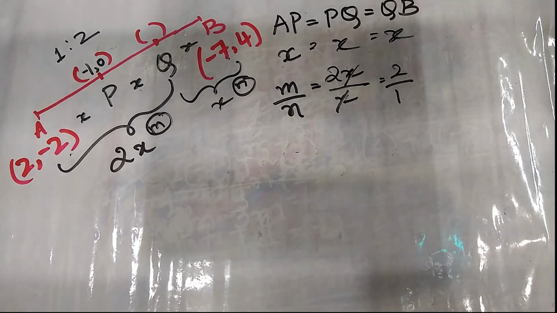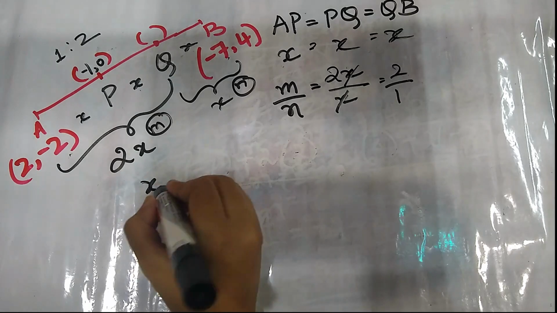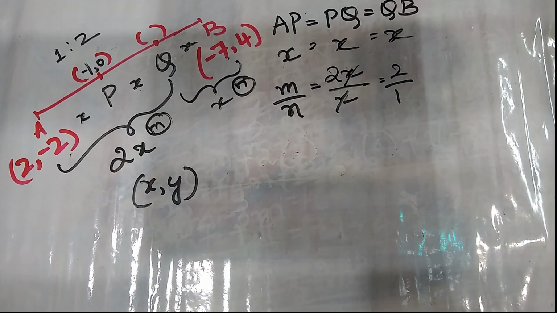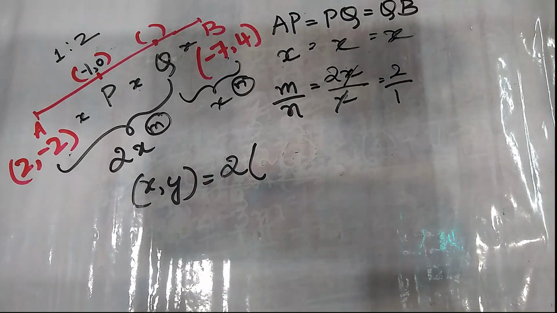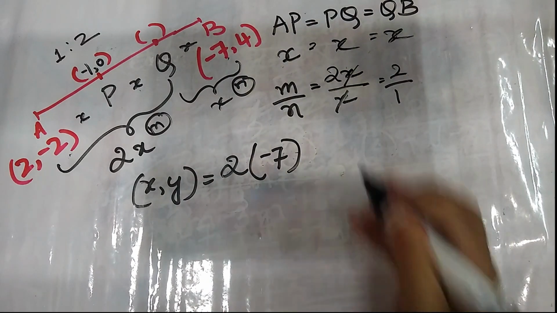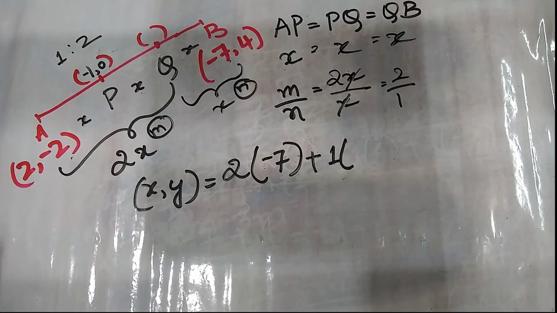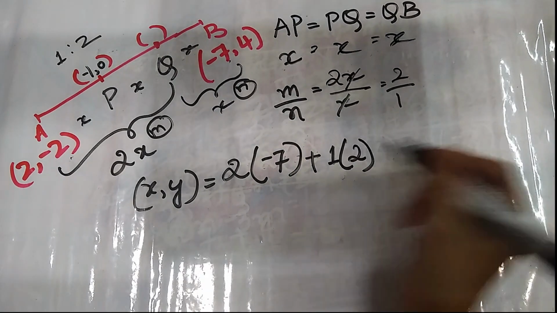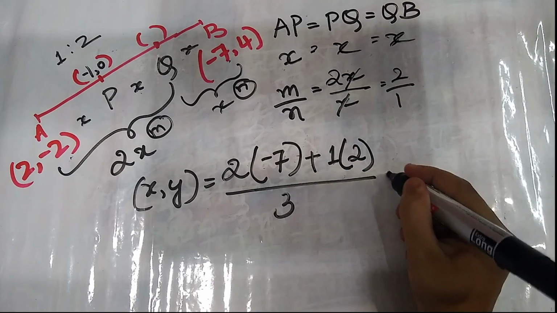So now we place that in the formula. We are trying to figure out the coordinate for Q. So let us note that down as x comma y itself is equal to, what is the formula? M, here in this case it is 2, so 2 into x2. x2 is minus 7, plus n, which is 1, into x1. x1 is 2, divided by m plus n. m plus n is 2 plus 1, which is 3.